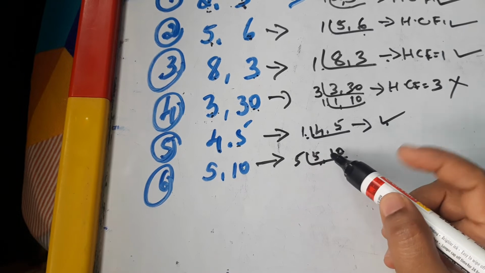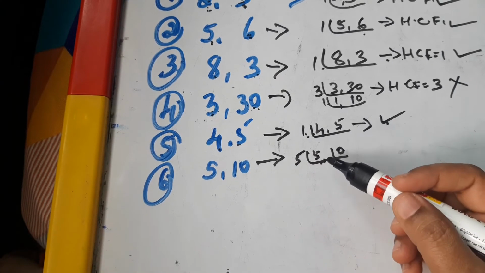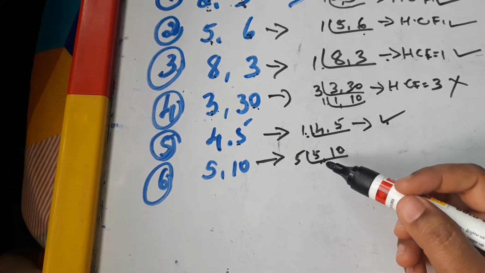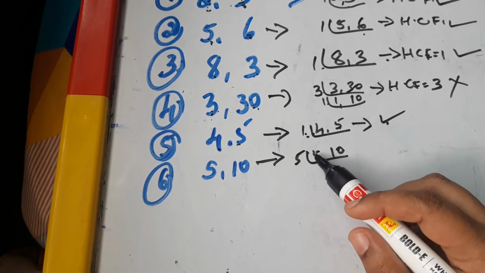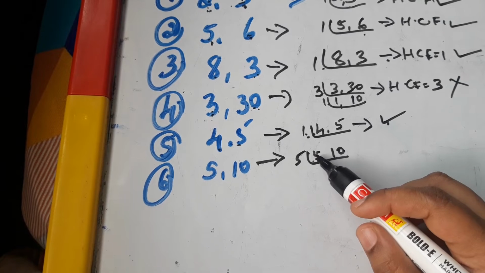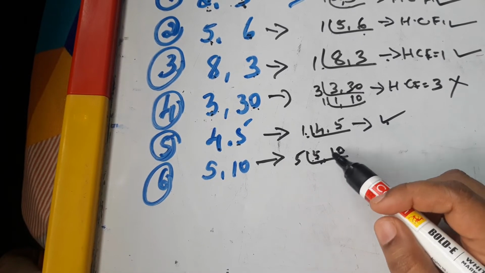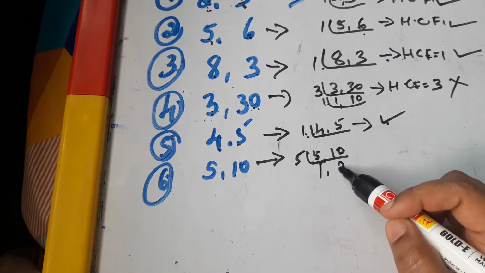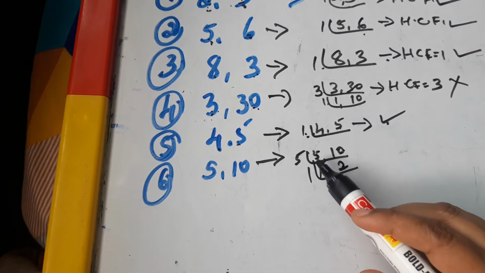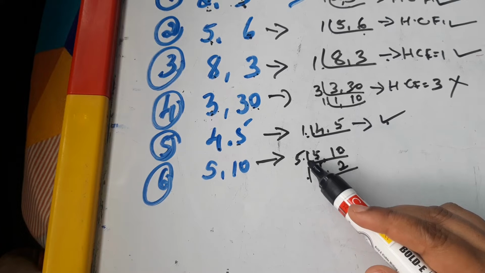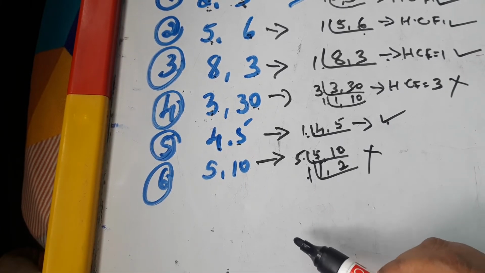If any one number has 5 or 0 in the unit place, sometimes it will be okay, but if both numbers have 0 or 5 in the ones place, 5 and 10, it will multiply with 5 ones, 5 twos, so the common factor is more than 1. We should get 1 as the HCF, so this is not a coprime pair.